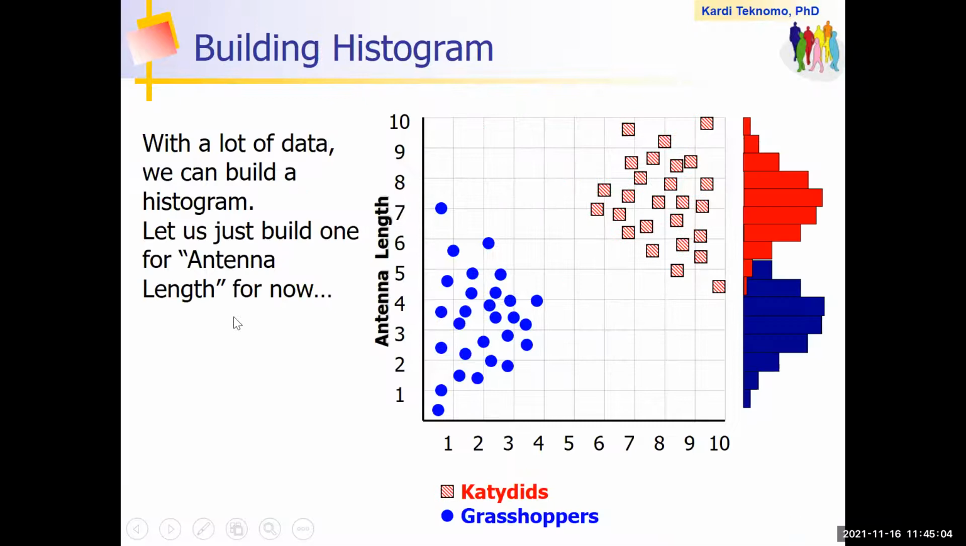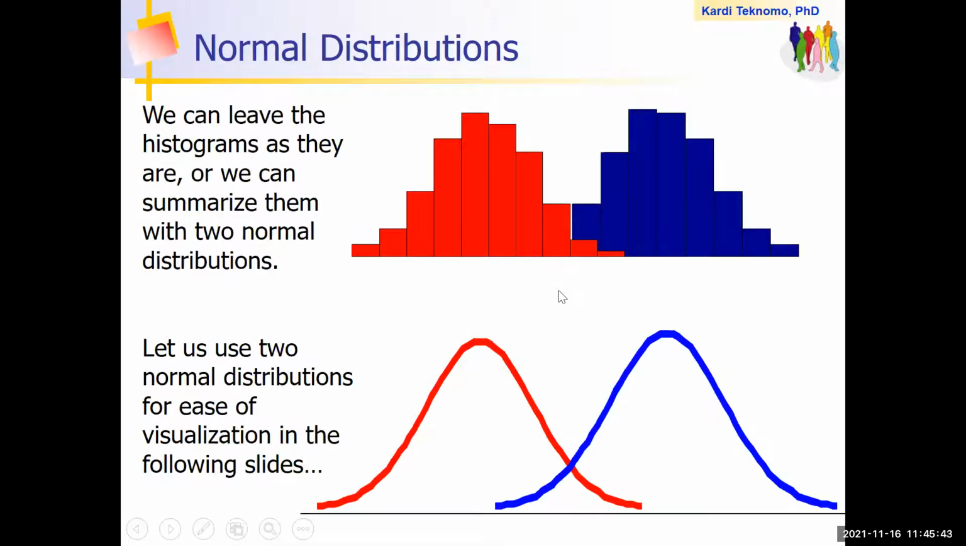In naive Bayes, we try to create a histogram. For example, in antenna length, this is the histogram. The histogram represents the frequency, how often that value happens. The axis of the histogram here represents the antenna length, the vertical axis in this case, and the horizontal axis is the frequency. If you notice this kind of distribution, it's similar to a normal distribution. So if you have a lot of data, we can approximate this as a normal distribution.